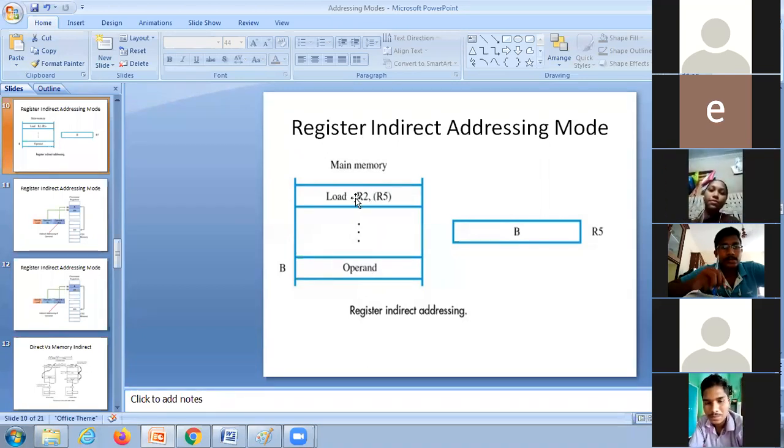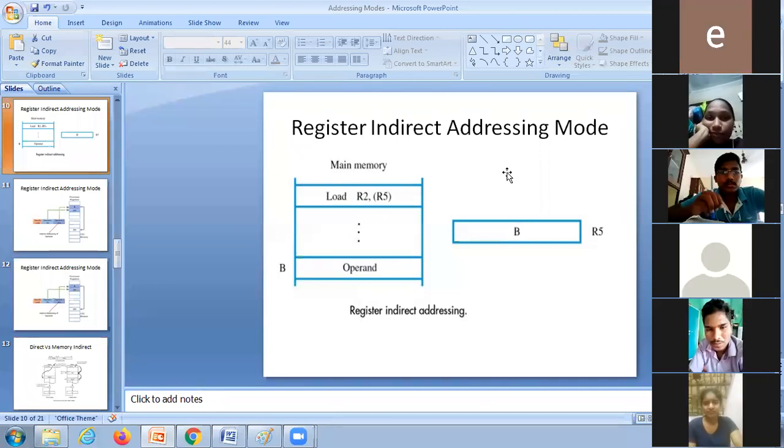Suppose R2 is a register which contains 100. That 100 is stored in the address B, not in R5. How do you know that it is to be stored in B? By using the indirection of R5, because R5 contains the address B. In that location you need to store it. That is called indirect addressing mode by using the register indirection.